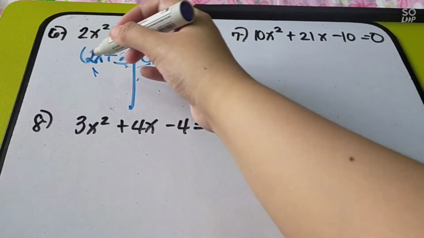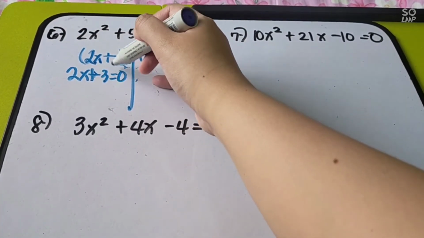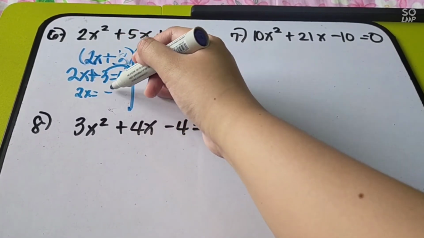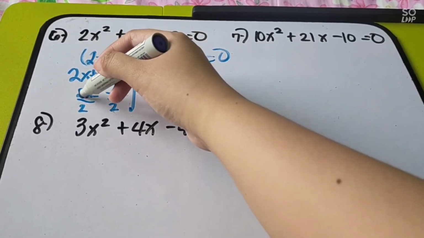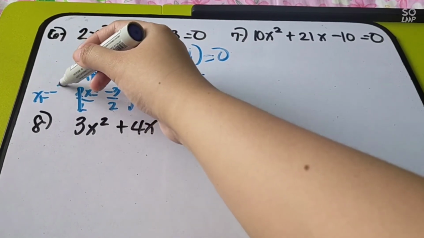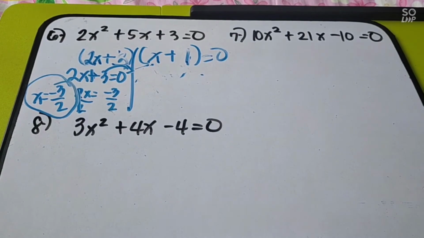Then, just separate. So, we have 2x plus 3 equals to 0. Just transpose 3 to the other side. So, you have 2x is equals to negative 3. Divide both sides by 2. By 2. Cancelled out. Therefore, your x is negative 3 over 2. We're done. So, yan yung ating isang x.